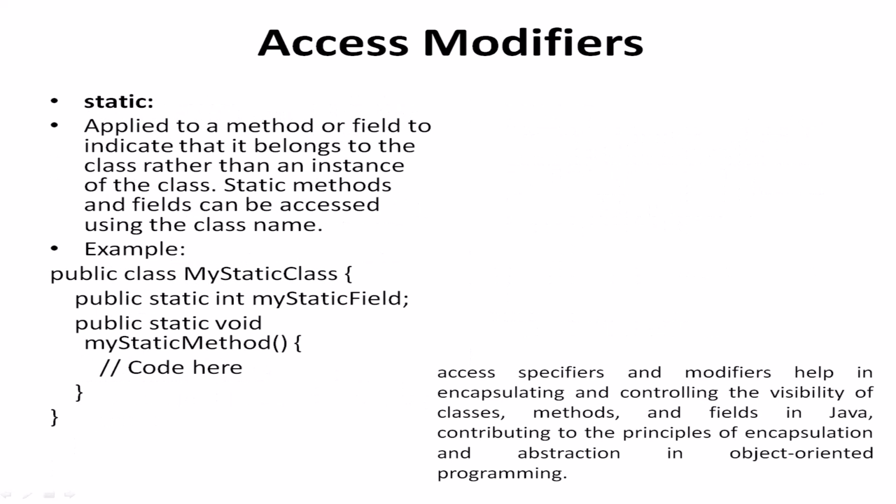Next one is static. Already we have discussed static, so let us see what static is. It is applied to a method or field to indicate that it belongs to the class rather than the instance of the class. Static methods and fields can be accessed using the class name. Already we have seen the static block and static variable, so we are going to see the static method.